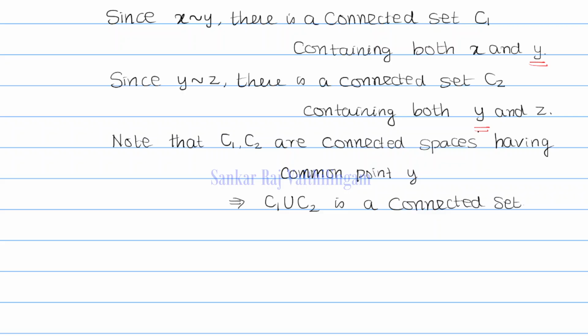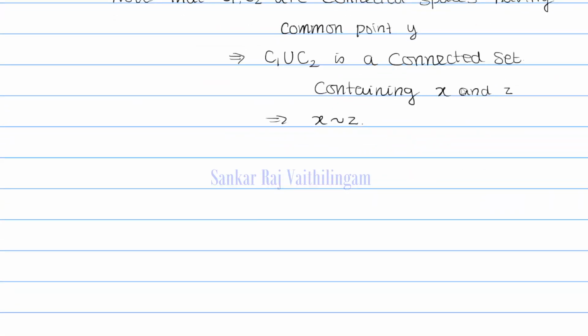Okay, this is a connected set containing, what I should say is, it will contain x, y and z. I leave out y. So containing x and z. Okay, x and z. So this implies that x is related with z. Okay, therefore it is transitivity. Hence, what I'm having, this tilde is an equivalence relation.